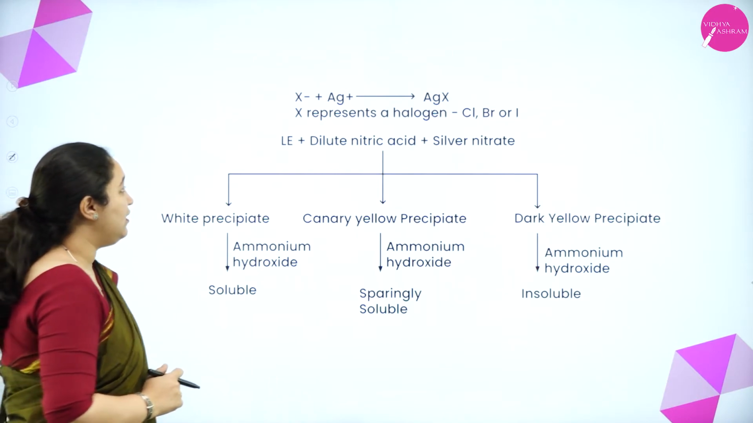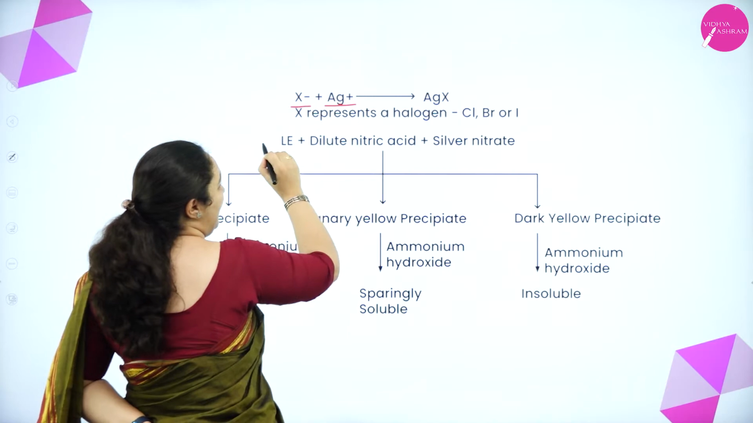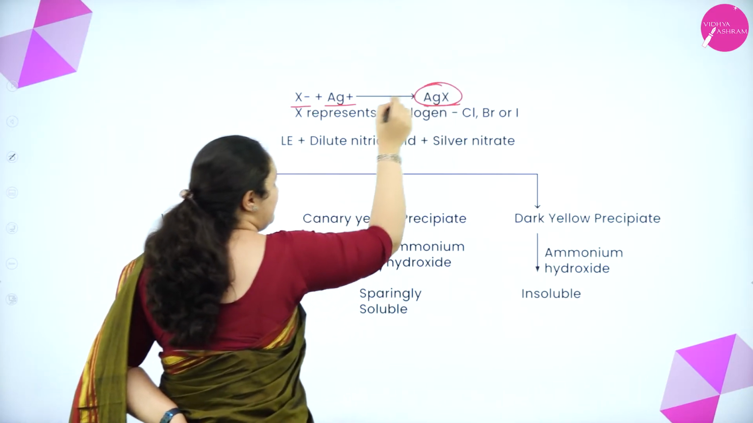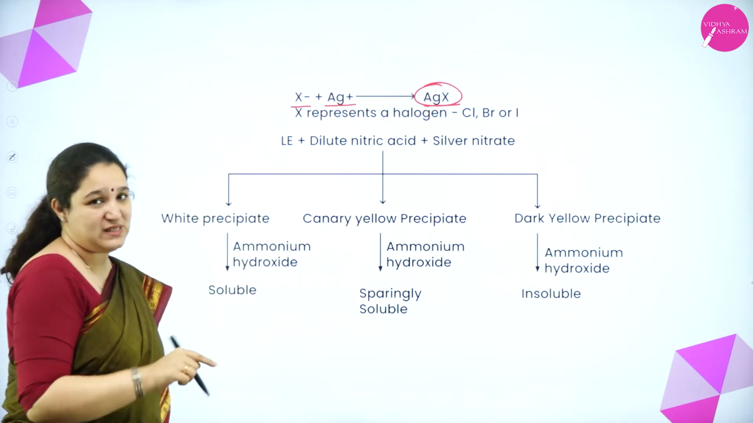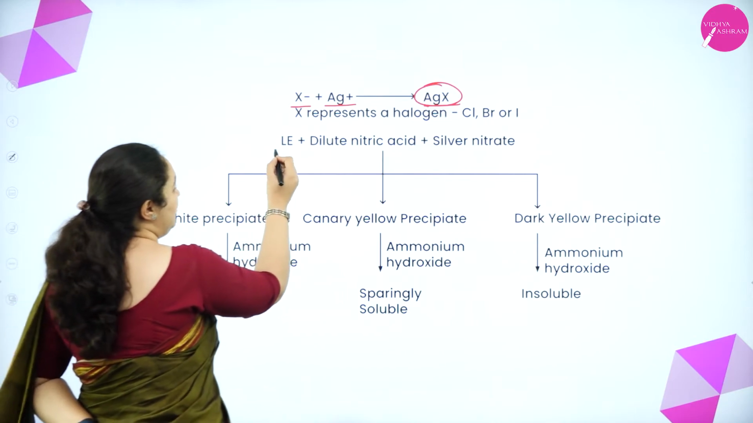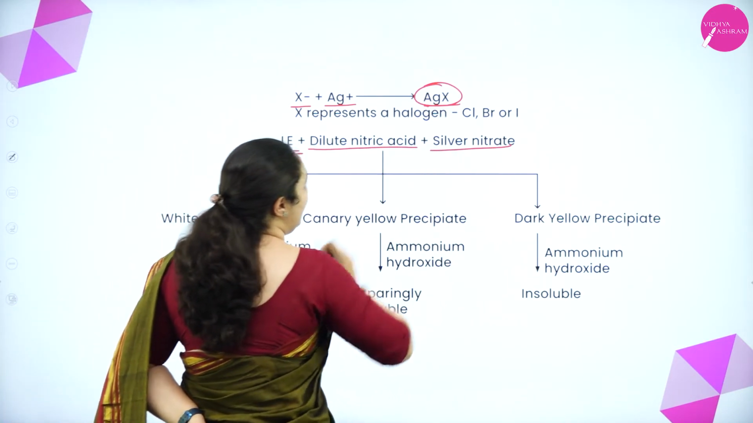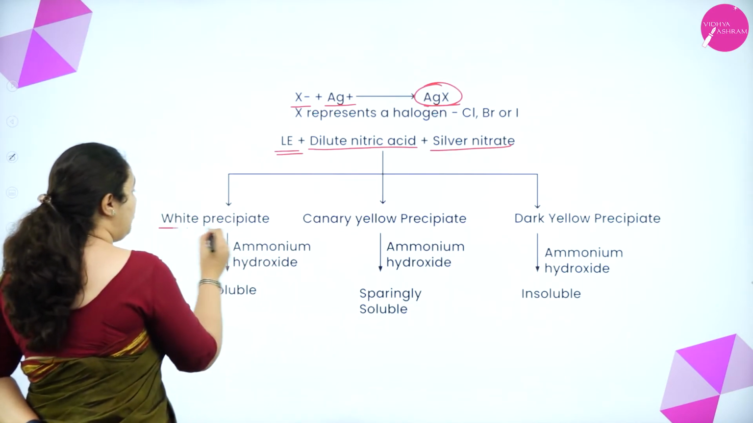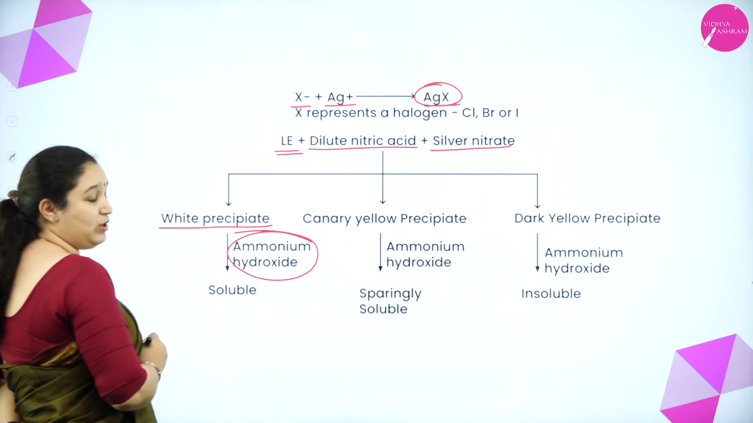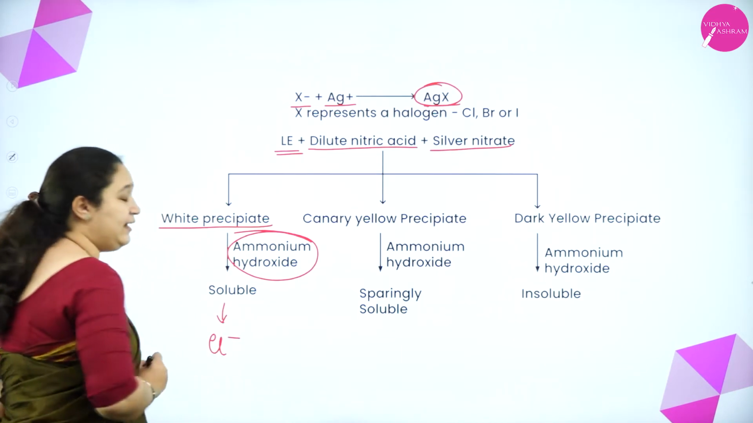So what I am doing here is, silver nitrate, when I add Ag+ with halogen, it will form AgX. And this AgX is the one which is giving the color to the precipitate. That's the precipitate which is formed. So what is happening? You take the Lassaigne's extract, add dilute nitric acid, add silver nitrate. If I get white precipitate and if it is soluble in ammonium hydroxide, then it is chloride ion.